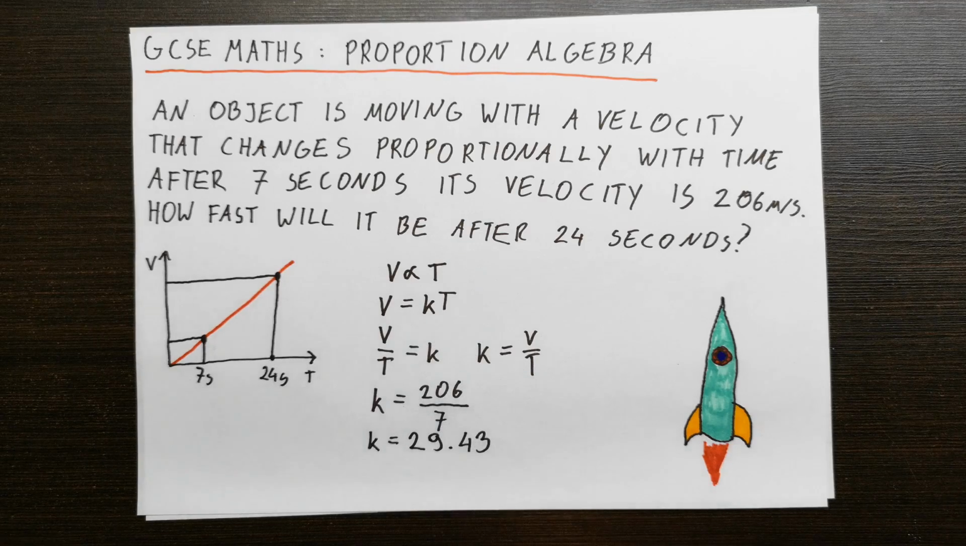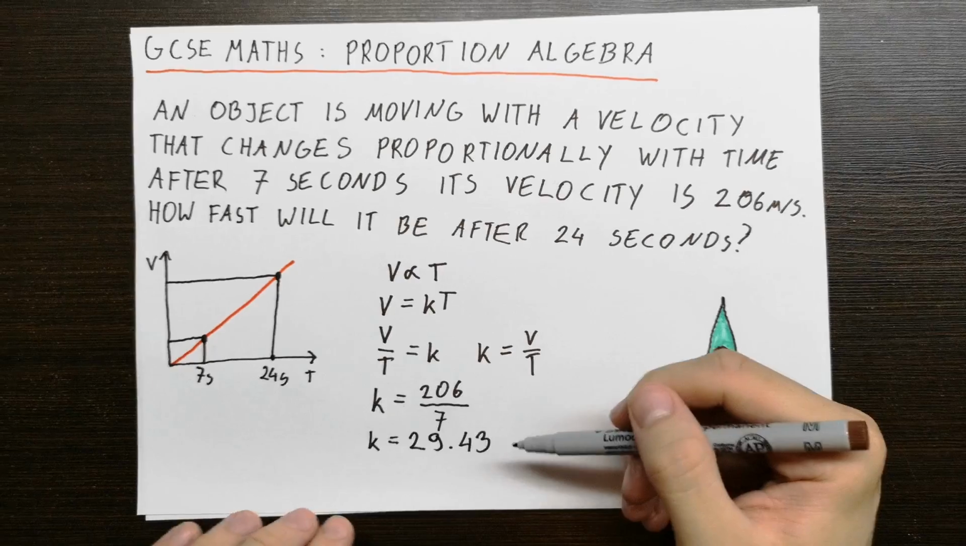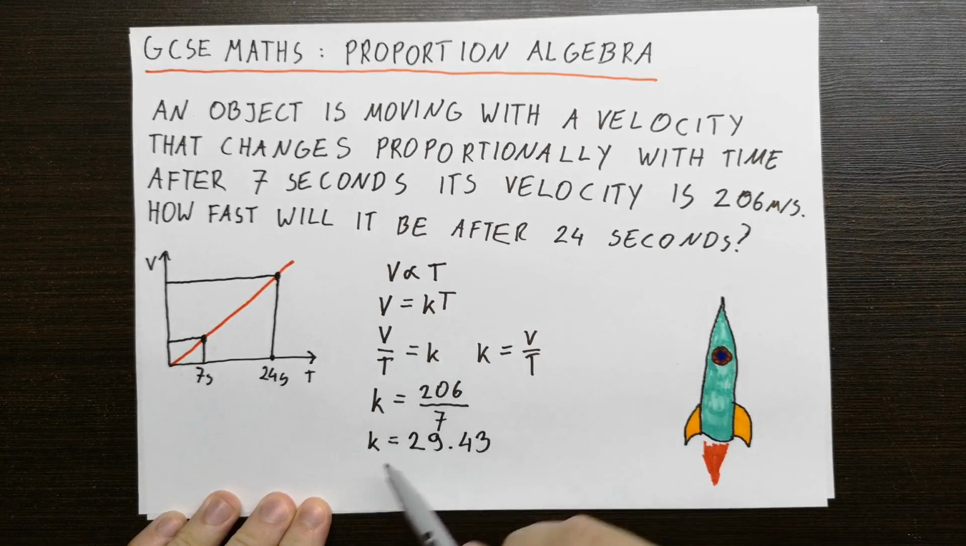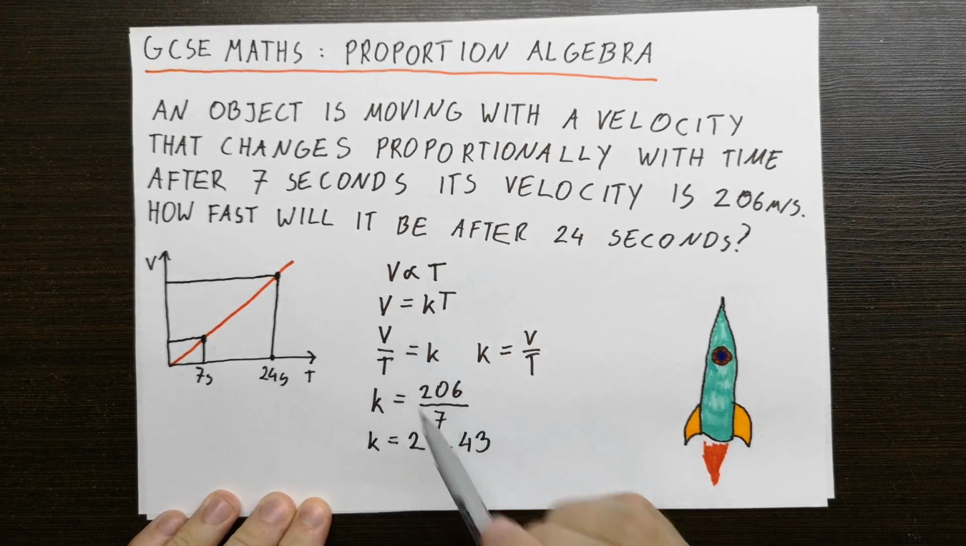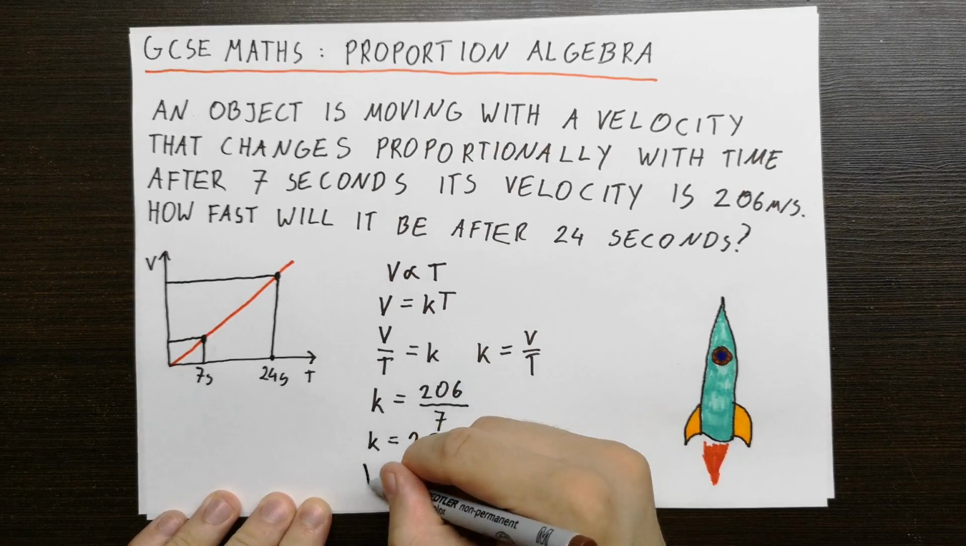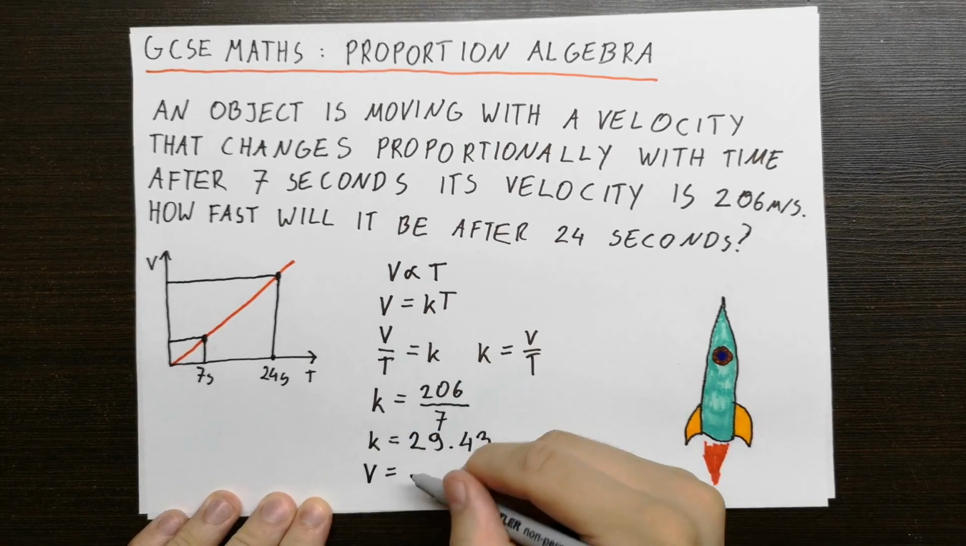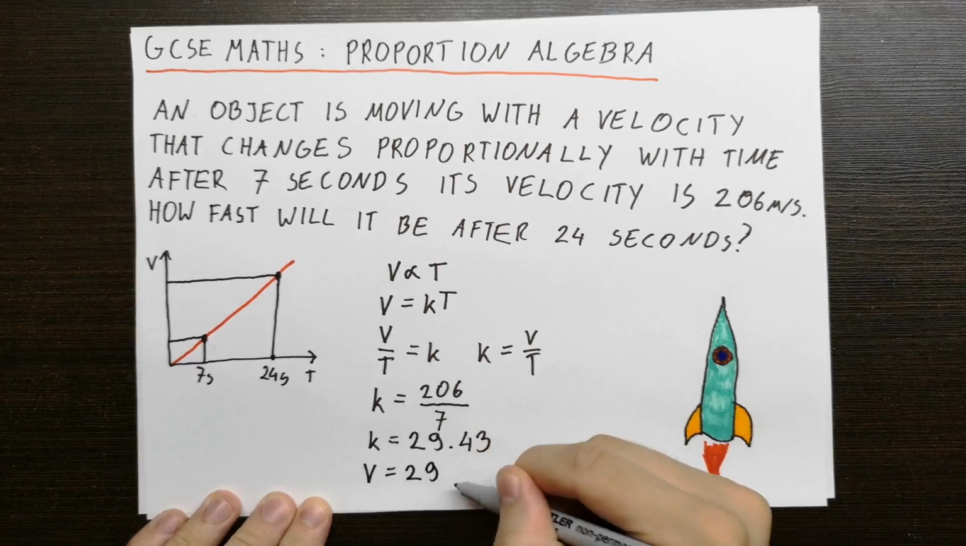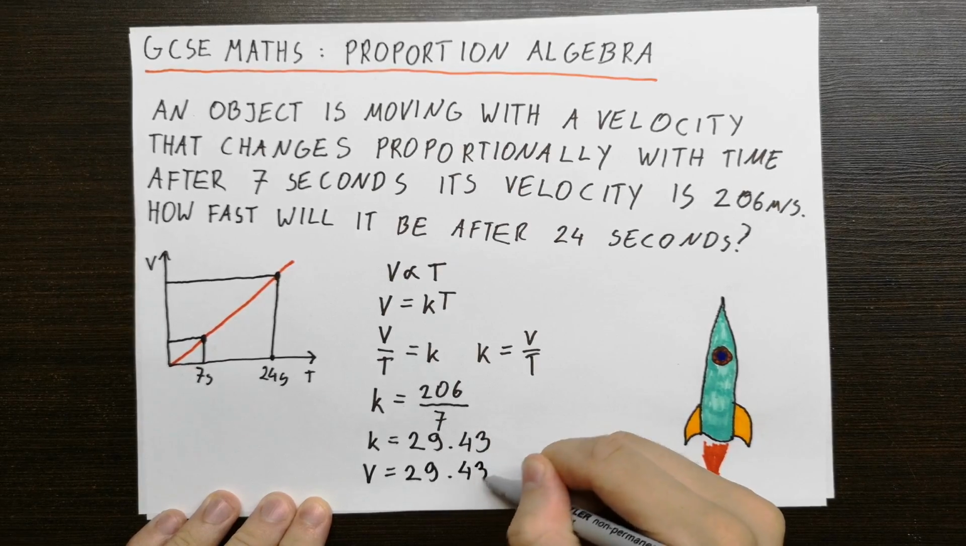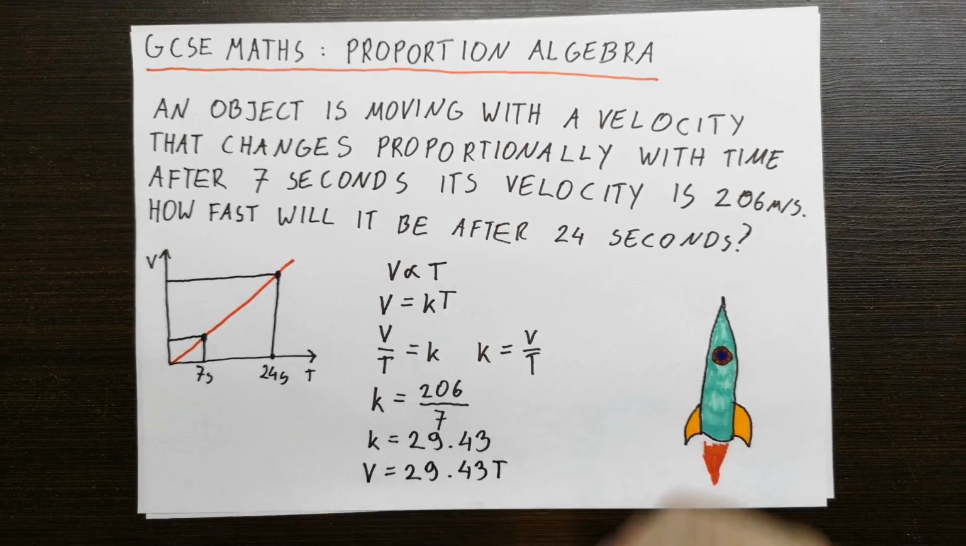Now we know the constant, so now we need to go back to the original equation and plug that constant in. That's very important. I will go through this in a second. All we are doing is plugging that value for k in. So v is equal to 29.43 t. And now, why is that so important?